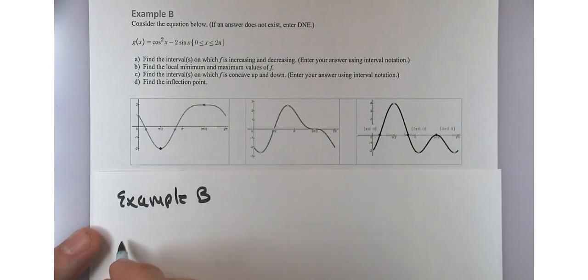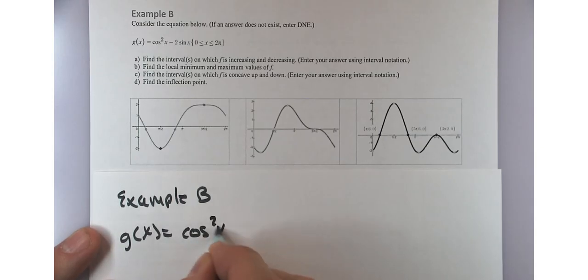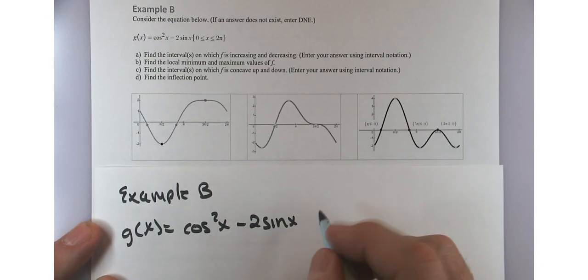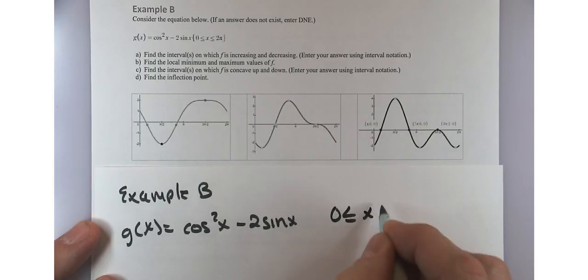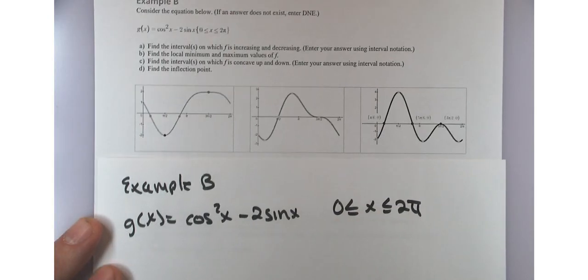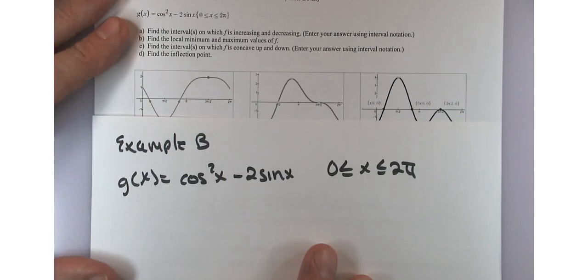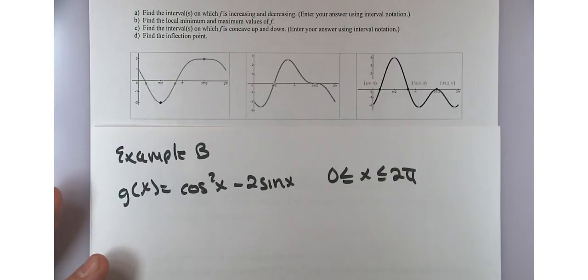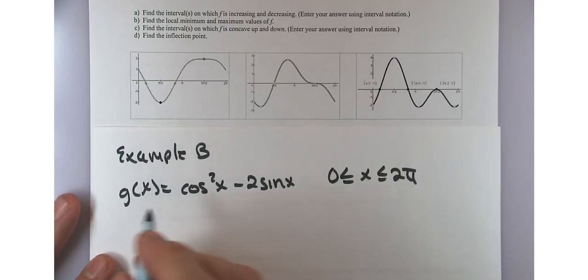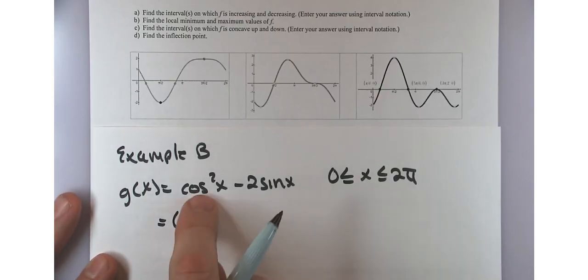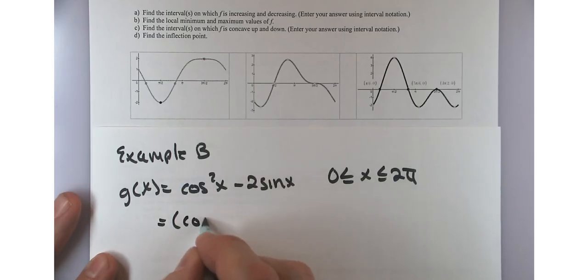We're going to look at what I call g of x is cosine squared of x minus 2 sine of x. And mercifully, we're going to limit you to the interval of 0 is less than or equal to x, less than or equal to 2 pi. Okay, great. Let's see here. Well, the big thing to understand with this notation is that it's really cosine of x squared minus 2 sine of x.